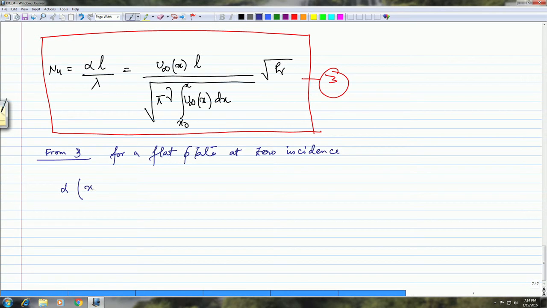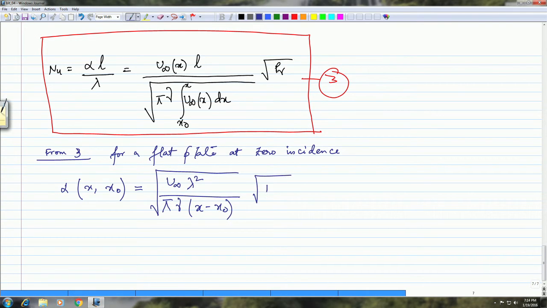alpha, whose function of x and x naught, is equal to free stream lambda square by pi nu (x minus x naught) under root Prandtl number, and this alpha is basically the coefficient of heat transfer.